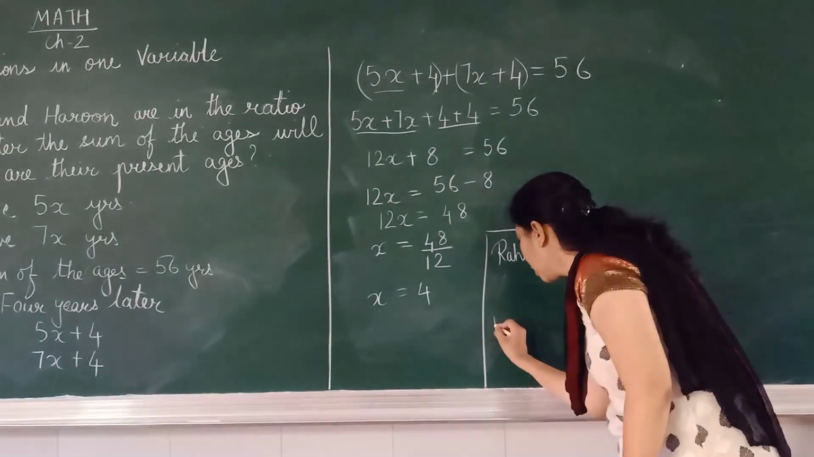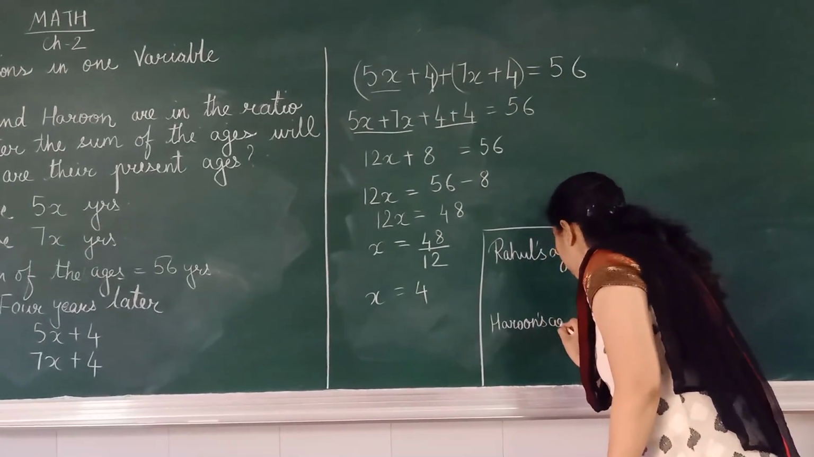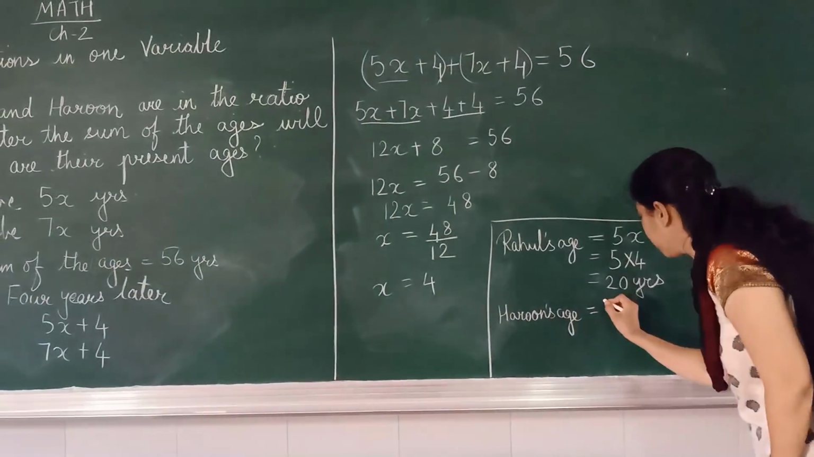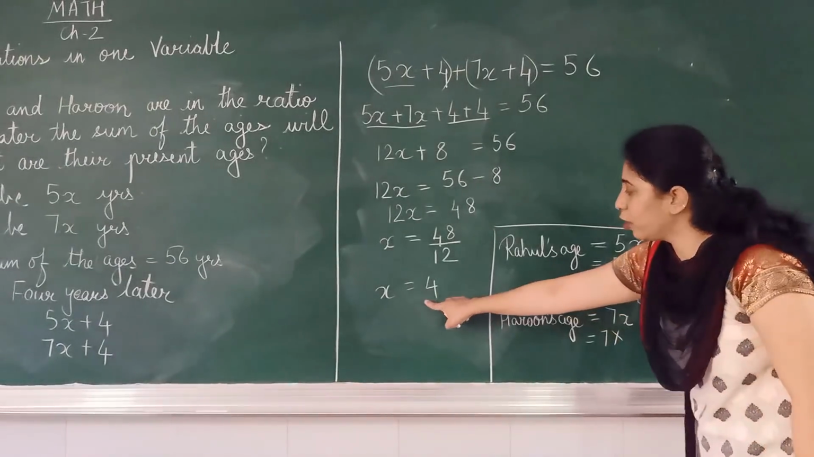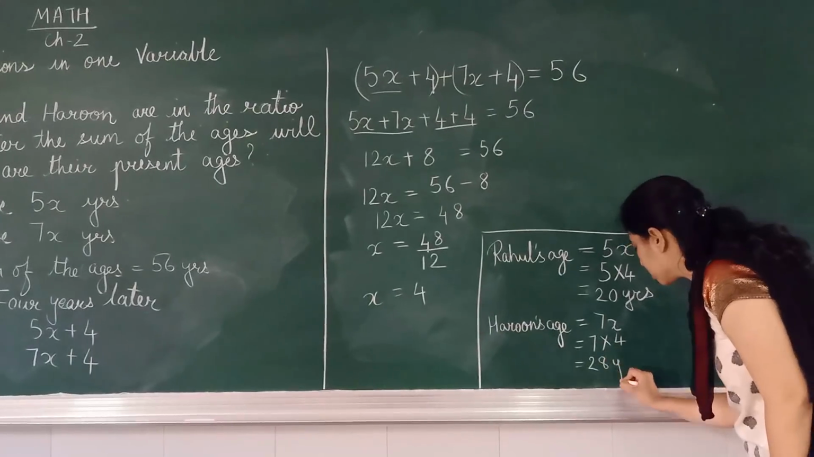Now we find out Harun's age. So Harun's age, how are you going to find out? It is already considered here as 7x. So 7 into the value of x, which is 4. 7 fours are 28 years.